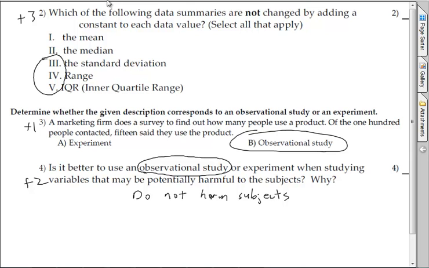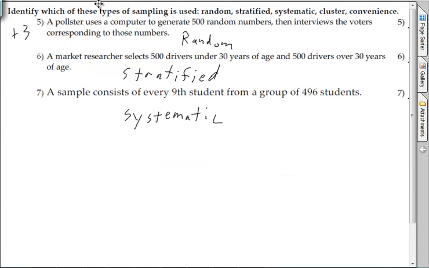Number 4, we don't want to harm people, so we should do an observational study instead of an experiment, which would force us to subject certain people to harm. Number 5 is just random.